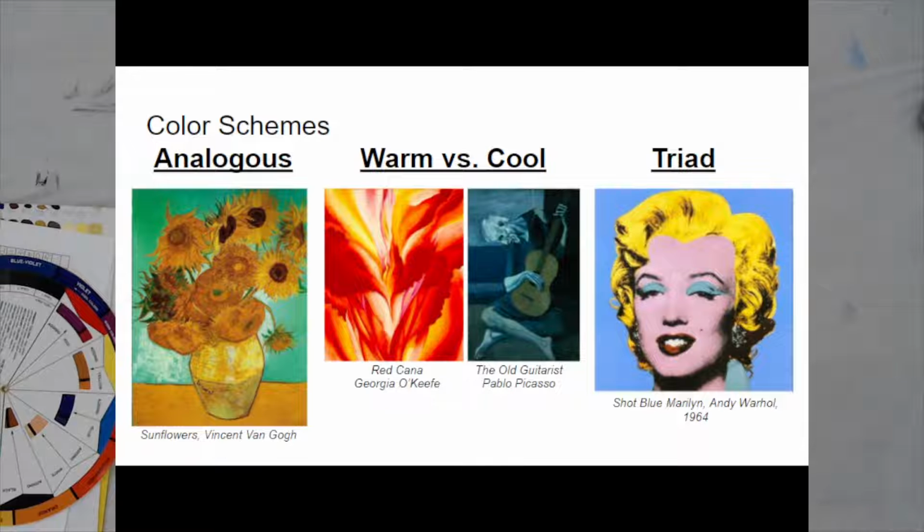So again, to follow the previous example, I pulled some famous artworks that are beautiful examples of those color schemes. We have Sunflowers by Van Gogh. And for warm versus cool, I have two paintings. One, the Red Canna by Georgia O'Keeffe, that has the reds, the yellows, and the oranges. And then I picked one for a cool representative, which is a painting from Picasso's blue period called The Old Guitarist. And then the triad that I picked was Shot Blue Marilyn by Andy Warhol, and you can see the red, yellow, and blue palette there.